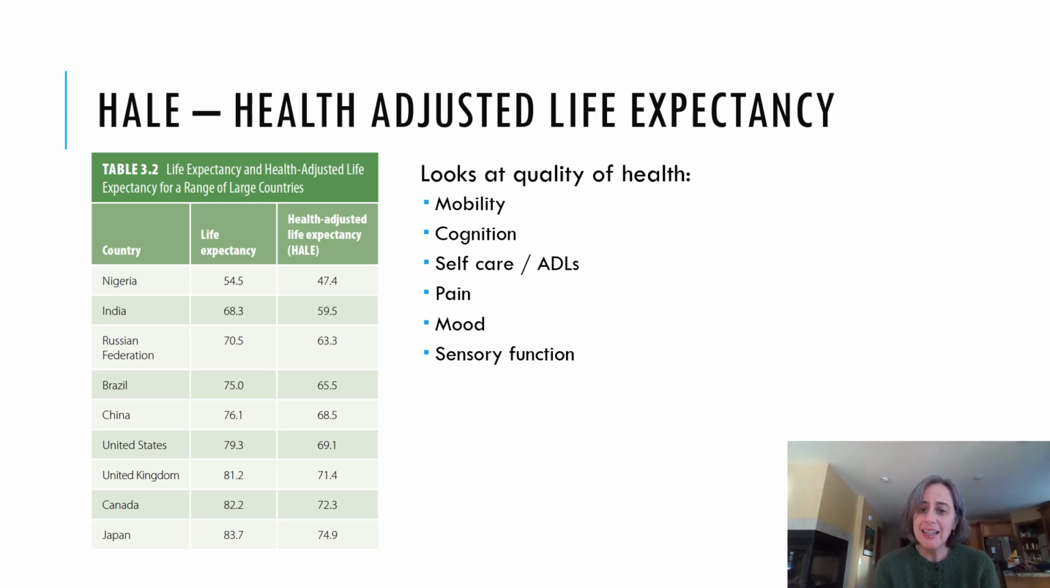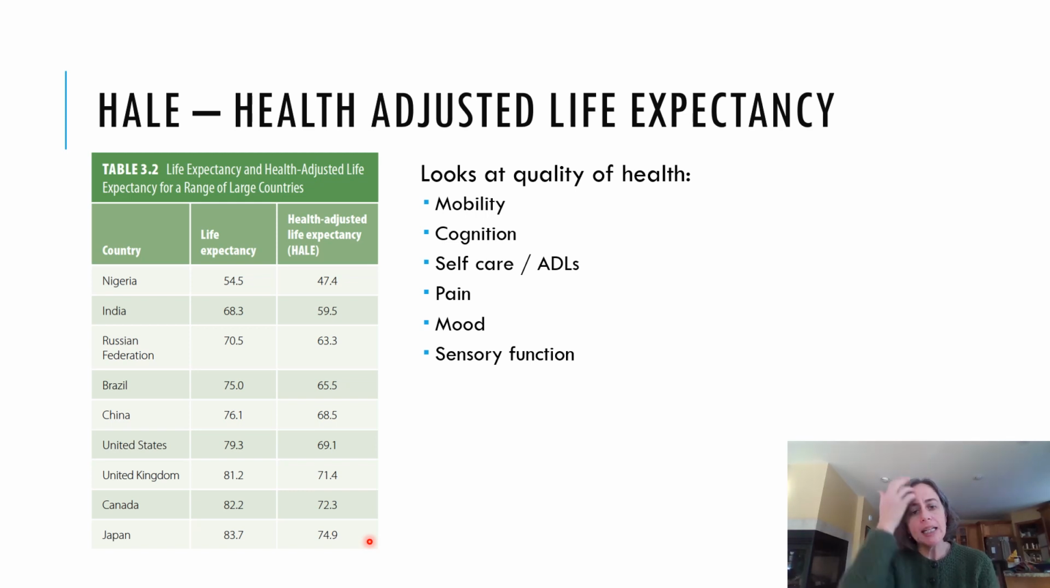Are you in pain, right? Maybe you can do all those things, but you're really miserable with pain. How is your mood, right? Are you terribly depressed or anxious? And how's your sensory function? Are you able to see and hear? Those are the big ones. So this table shows us the health adjusted life expectancies for these different nations. And you can see that for most of them, it's about 10 years younger than the overall life expectancy.